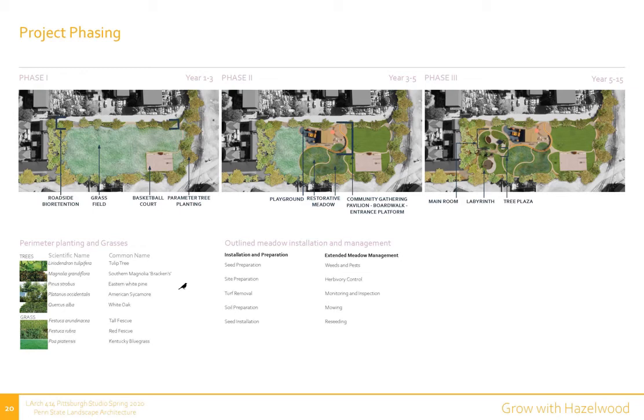Phase 2 will add in the gathering pavilion and playground as well as the meadow. The meadow installation and management is a great opportunity for green entrepreneurship and potential employment for residents as a way to ensure community members are given a chance to be a part of the process of construction and maintaining natural elements of the site. Phase 3 will see all areas of the site finalized.